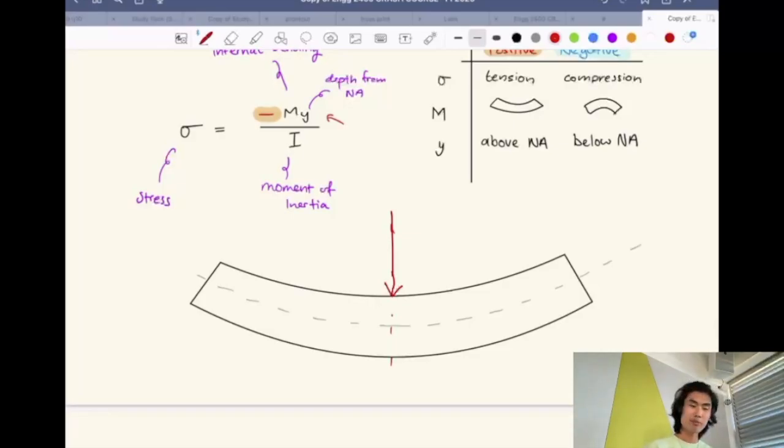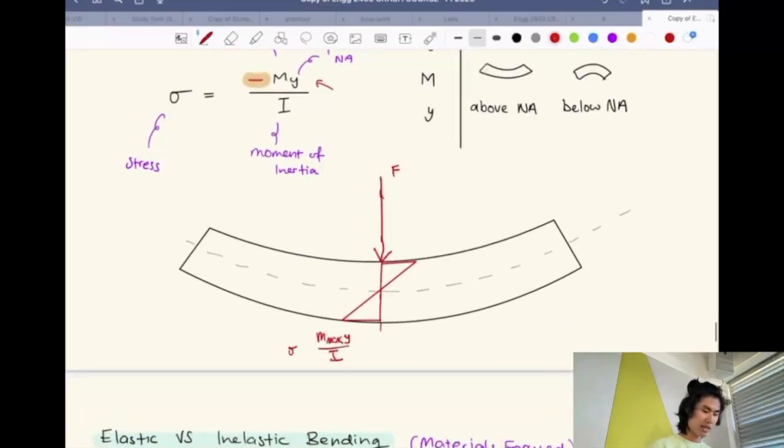But what I mean by the moment changing from point to point in the beam, you agree that this is F, and then at this point, let's just visualize the stress here, right? The stress at this certain point is going to be massive. It's going to be M max, correct? And this is going to be multiplied by all this junk. And that will be the stress at the center of the beam.